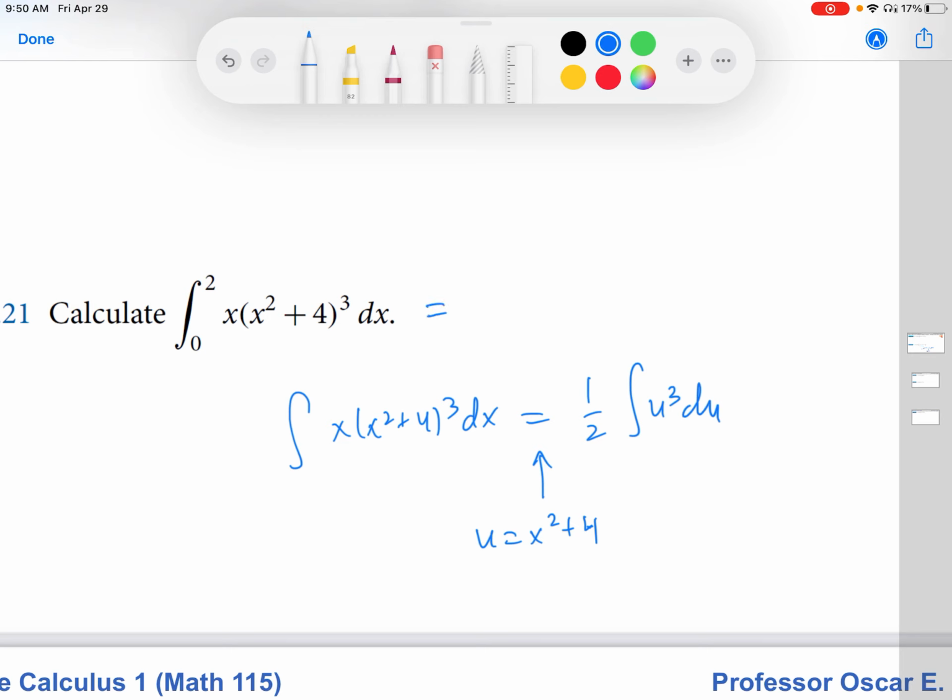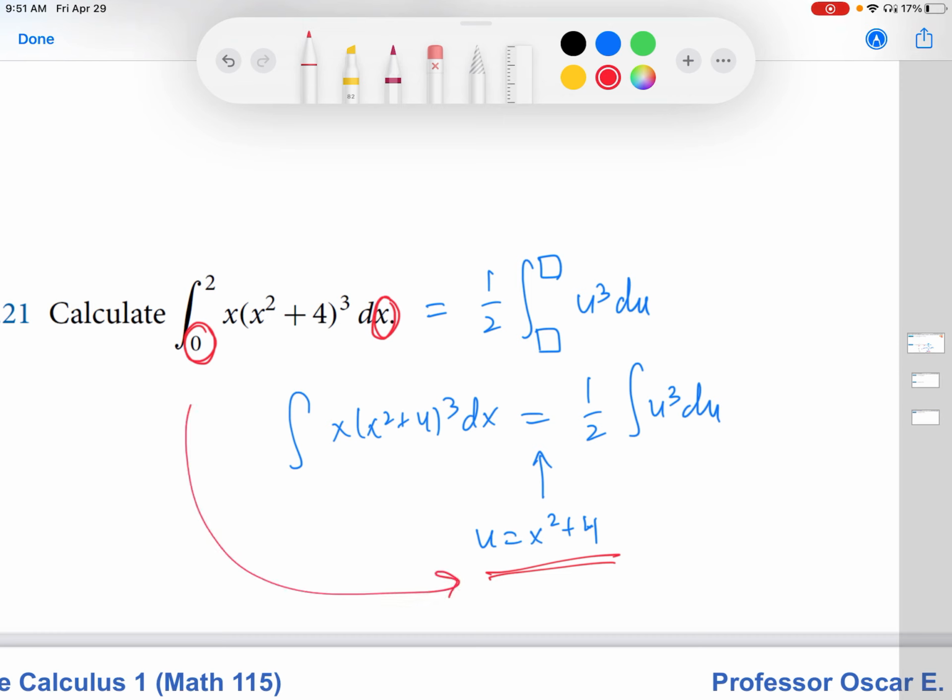To actually write this now as a definite integral, here's what we can do. We can say this equals 1/2 integral of u cubed du, and now we have to figure out those limits of integration. And the way I'm going to do that is I'm going to use my conversion between u and x. I'm going to say, look, here on the left-hand side, when x is 0, if I plug in 0 for x, u is 4. So the u lower limit of integration corresponding to x equals 0 is 4. So I'm going to put the 4 over there. This is how you convert the limits of integration.